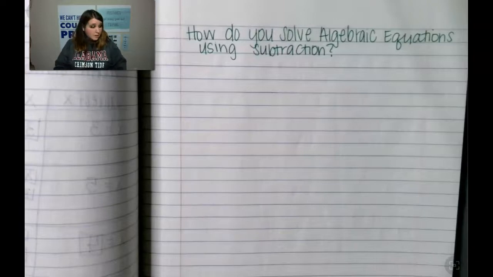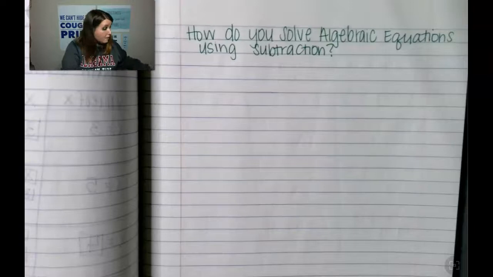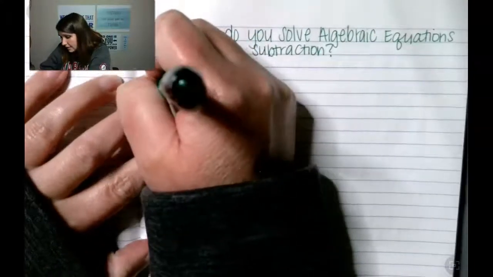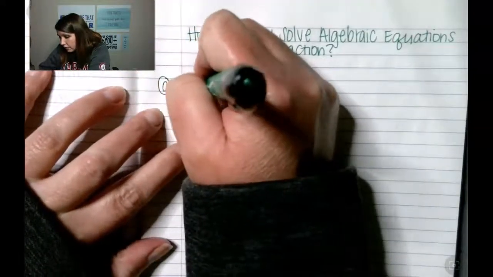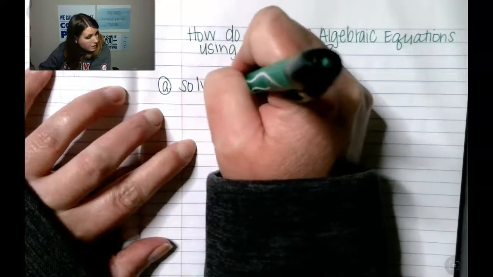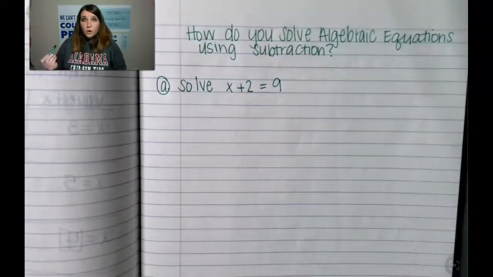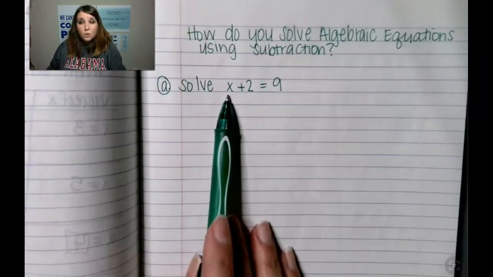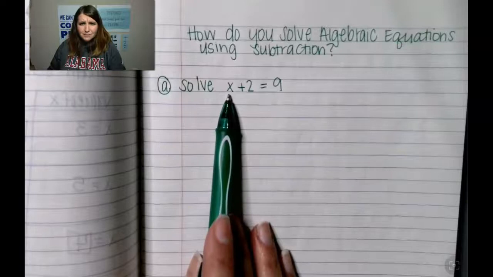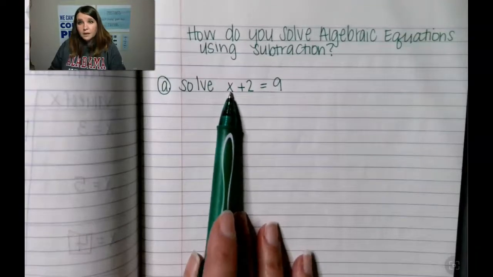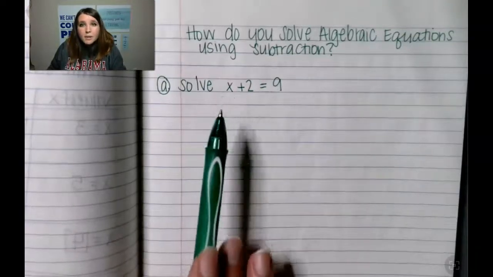Process, process, process. All right, so the first thing that we're going to look at is this idea of subtraction or taking away something. So we have an equation, and it looks like this. Example A says solve x plus 2 equals 9. Okay, I know that you can look at this and tell me right away what x should be, because you're just like, well, something plus 2 equals 9. Well, that something has to be, fill in the blank. I don't care about that. What I care about right now is process.